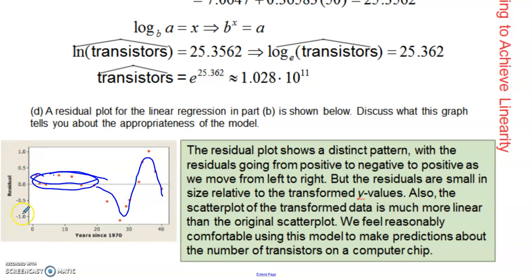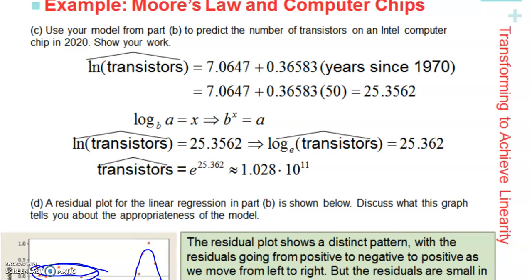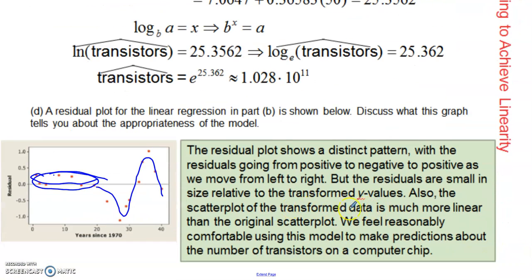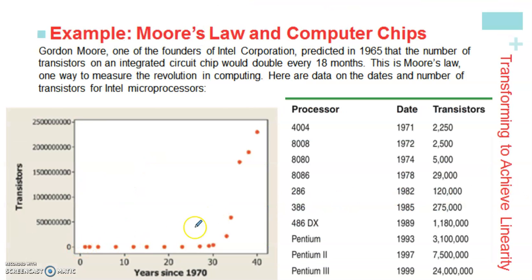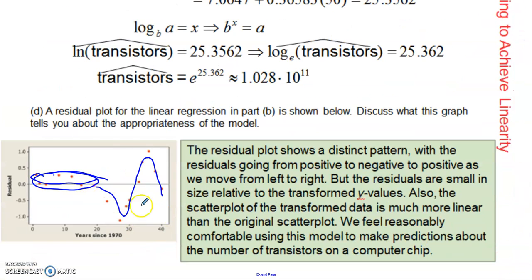Now, if you look at these numbers, though, the residuals are small compared to the transformed y values. Also, if you look back at the scatter plot right here, you can see that it is much more linear than the original scatter plot. The original is not even close to linear at all, and this is fairly close. So even though we don't love that there's a pattern here, we should feel reasonably comfortable using this model to make predictions about the number of transistors on a computer chip.